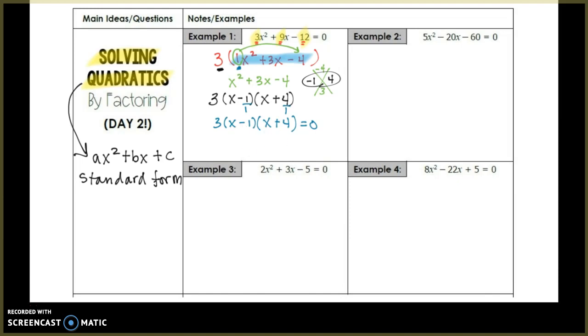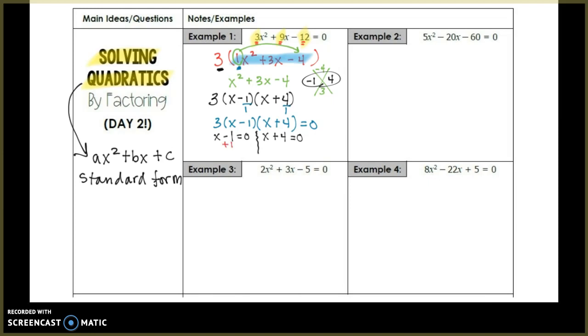So now that we have it factored, we can take each factor, which is x minus 1, set it equal to 0, and x plus 4, set it equal to 0, and then we can solve for x. So this is a simple equation. I want to get the x by itself, so we've got to undo the subtracting 1. And on this side, I want to get the x by itself, so I have to undo the adding 4. So we use our inverse operations.